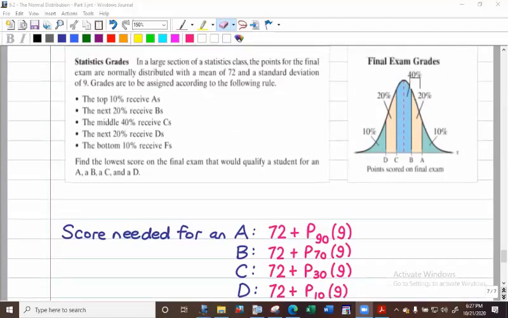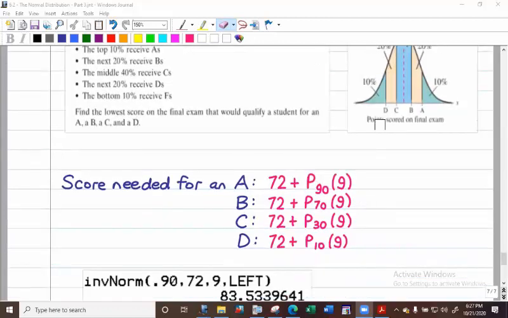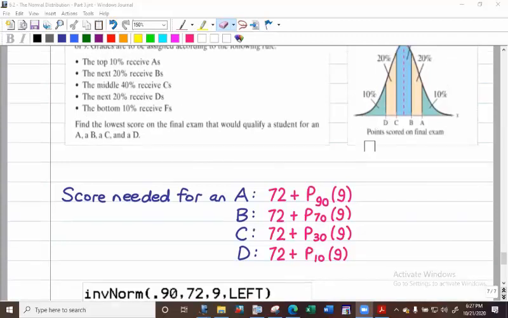70% are above your minimum for C, and 30% are below, so it's the 30th percentile for a C. And then your D is the 10th percentile. That's the minimum cutoff for the D. And then anything below that is an F.